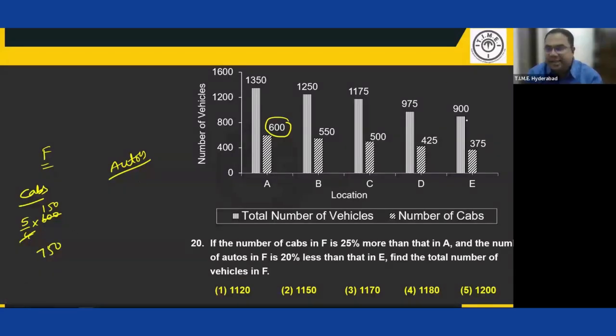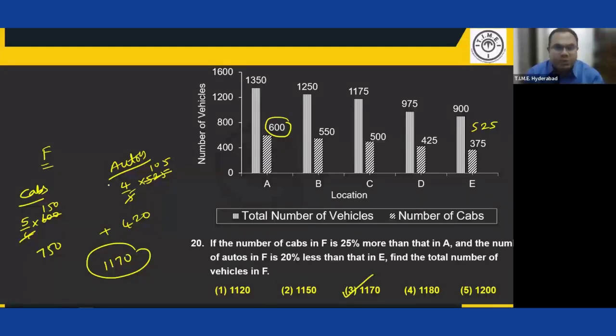So how much is E here? So 525. So it is 80%, 4 by 5 of 525. So it has to be 420. So if I add these two, 1170. But by mistake, I've taken D, it has to be E.